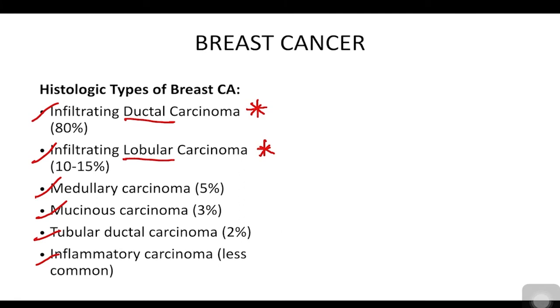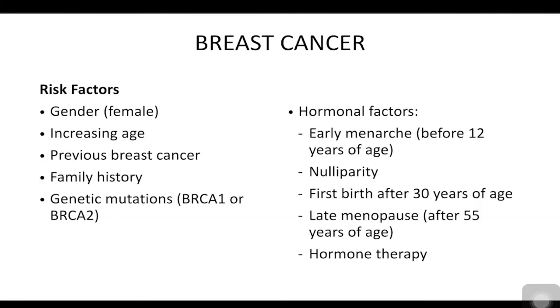Okay, for the risk factor, syempre, higher yung risk sa females. Why? As well, increasing age. Why does increasing age place a risk factor? Usually, increasing age is hormonal imbalance. Okay, so for example, the patient has been diagnosed previously with breast cancer or has breast cancer in the family. It increased the risk factors. Okay, and under genetic mutation, usually this is tested, your BRCA1 or BRCA2. Okay, breast cancer 1 and breast cancer 2.